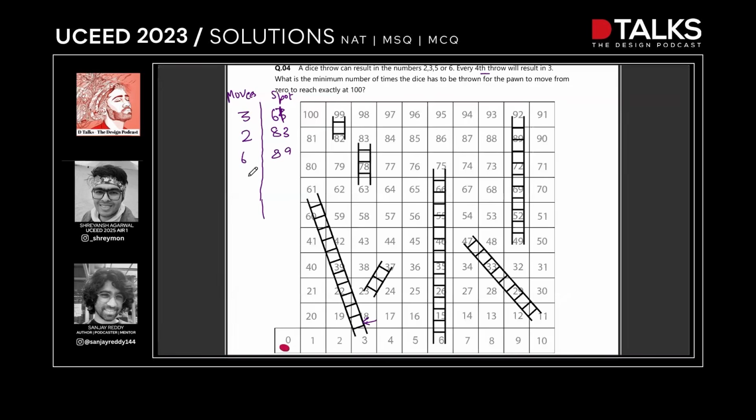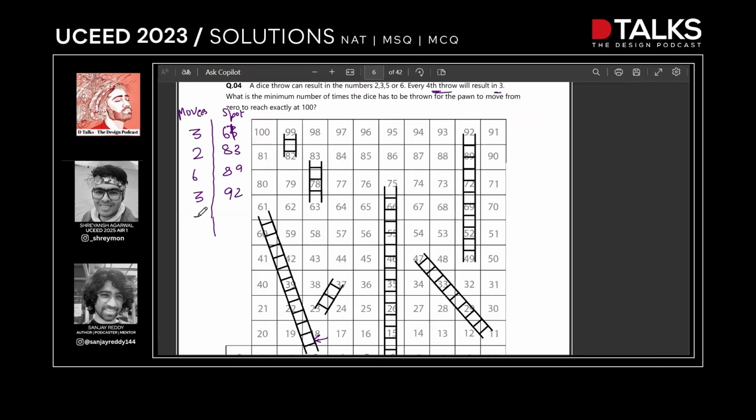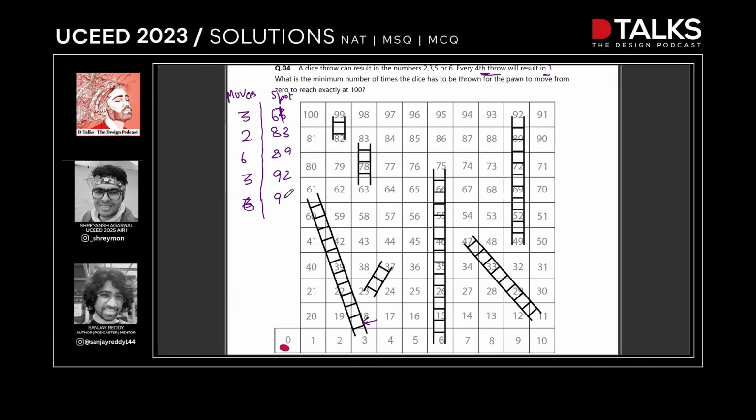And then you'll throw a 3 again because fourth throw results in 3. So this has to be a 3. Now you're at 92. Then you get a 6 again. That's 98. And then you need a 2 to get on 100, right? So that gives you one, two, three, four, five, six moves from the first ladder. Okay. Right. Now let's try the second ladder.